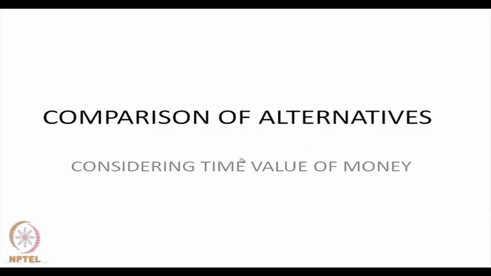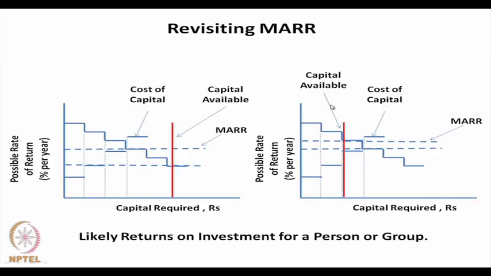So, the topic for today is comparison of alternatives, considering of course the time value of money, that goes without saying. But before we do that, we would like to revisit the concepts underlying minimum attractive rate of return, also known as MARR. First of all, let us understand that an investor may have a certain amount of money with him. This is indicated by the red line. Suppose that this is the amount of capital the investor has, and he is interested to invest it in certain projects.